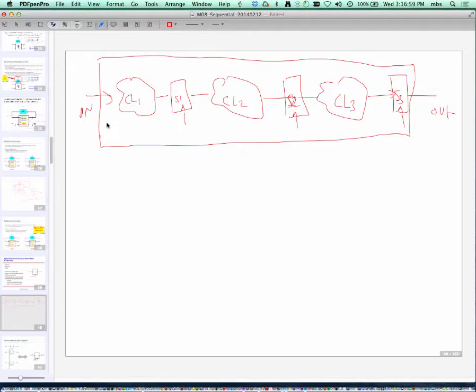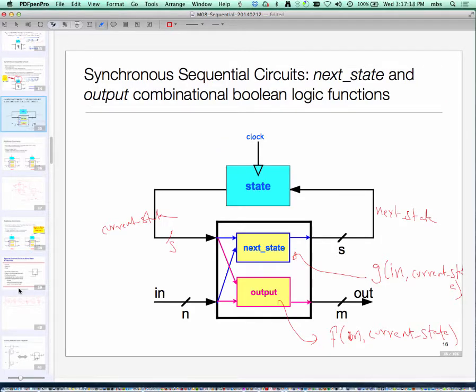Now, is it obvious to anyone why it is equivalent to the way I was drawing the combinational and sequential logic thus far? Can you put it into the same form? What I mean by that is, can I draw it this way?